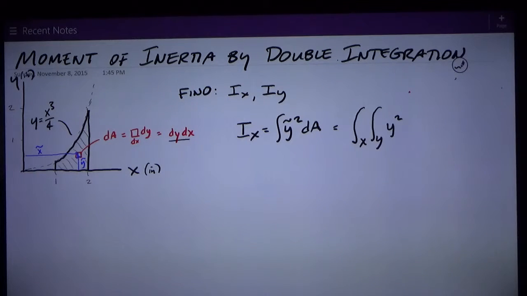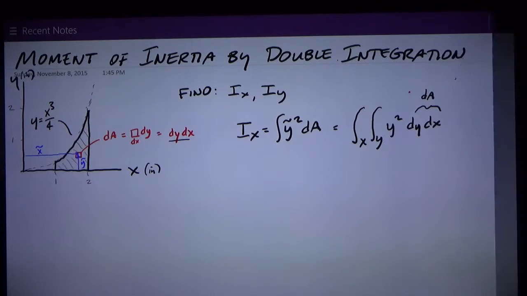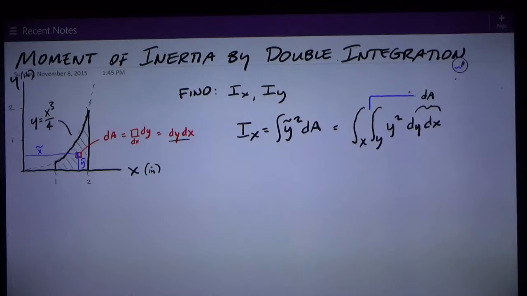Well, dA, as we know, can be expressed as a little square of dimensions dy by dx, and so that's what we're going to plug in there for dA. And as I said, we want to keep the axis for integration on the outside, that's the boundary axis. So on the inside, we want to keep this part and integrate that first. And so we would say the integral of y squared dx dy, the inside part is going to evaluate as y cubed over 3.